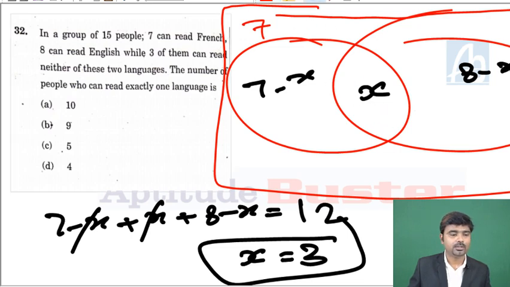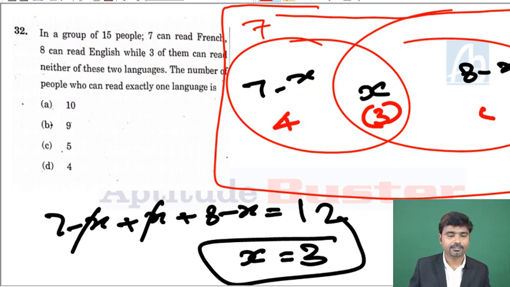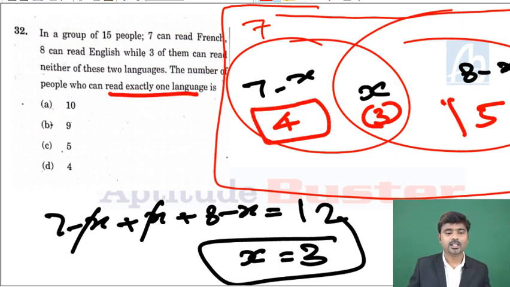Can you find out this alone? Once x value is 3, this is 7 minus 3, this is 4, 8 minus 3, 5. What's the question? The number of people who read exactly one language. This is exactly one language, this is also exactly one language. So the answer for this question is 9.